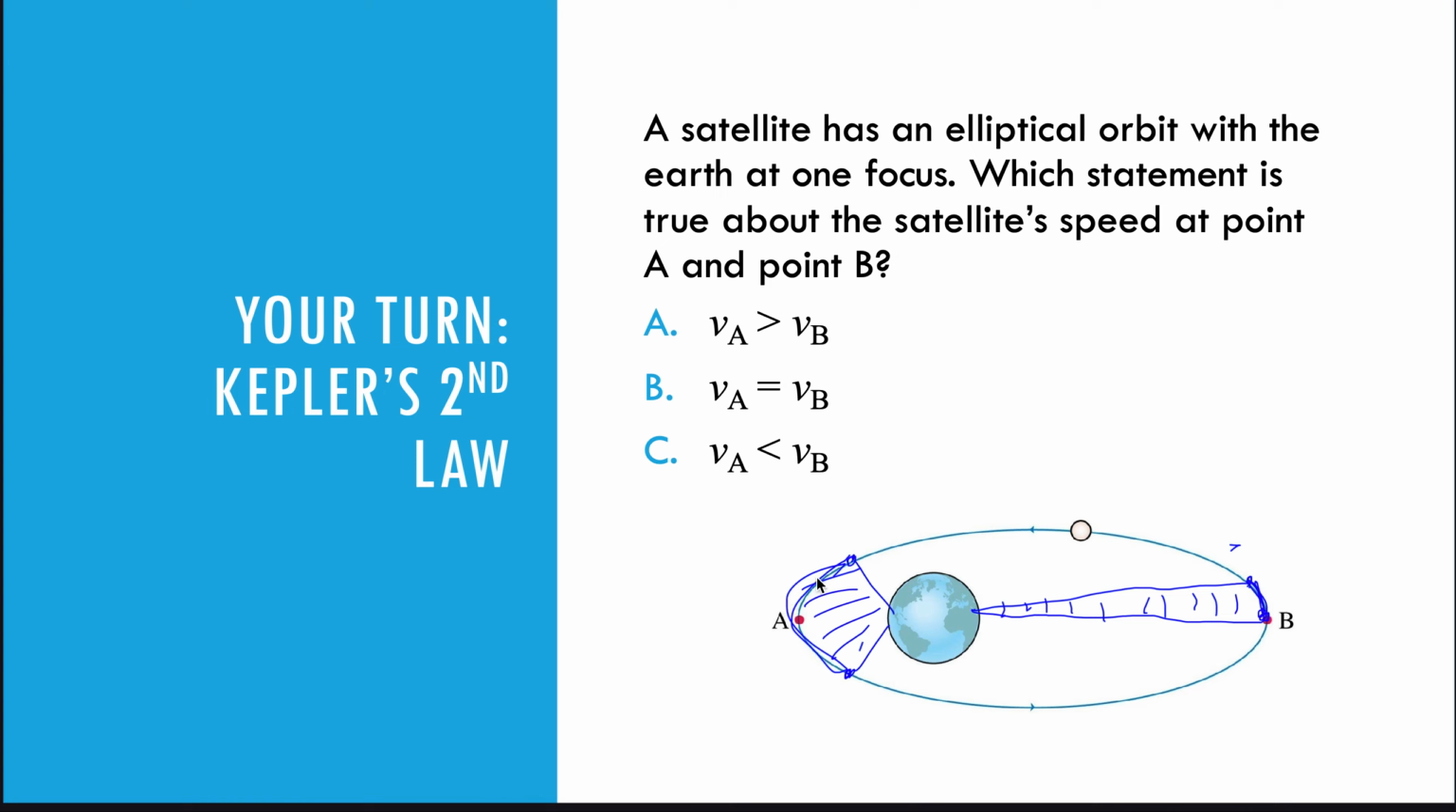So when the planets orbit around the Sun or satellites orbit around the Earth, if you have an elliptical orbit, the speed is not uniform. The satellites or the planets orbit faster as they are closer to the object that they are orbiting. So the speed at A is greater than the speed at B.